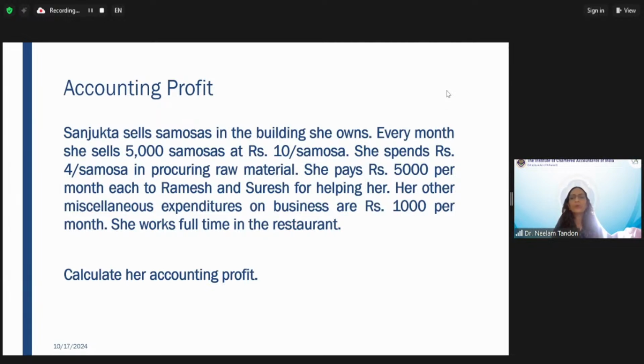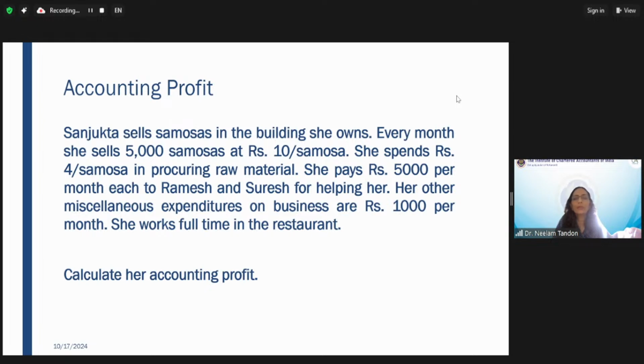For samosa, she's procuring raw material. So 4 rupees she's giving per samosa for raw material. That means 20,000 उसका हो गया raw material के cost. She pays rupees 5,000 per month to Ramesh and Suresh for their salary. So that means 10,000 rupees she's giving as salary. So 20,000 plus 10,000, 30,000. Her other miscellaneous expenses are 1,000. So that means 31,000. Okay.